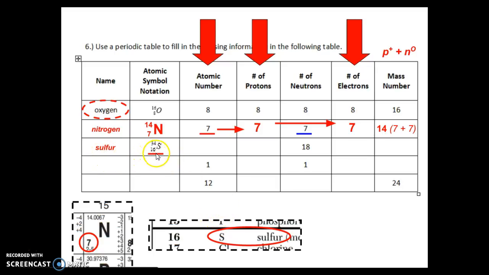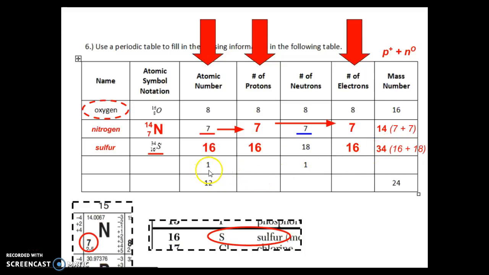Okay, and now right here we've got the atomic number given down here. It's also given on table S. Okay, so we know the atomic number is 16. That immediately tells us we've got 16 protons. And if we have 16 protons, we have to have 16 electrons to balance them out. Now we're just about done. We just need the mass number. It's the protons plus the neutrons. 16 plus 18 makes 34.